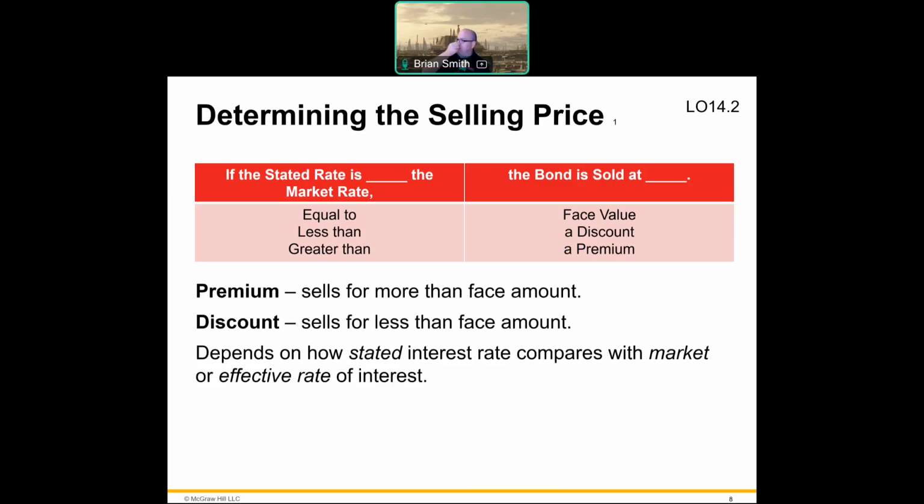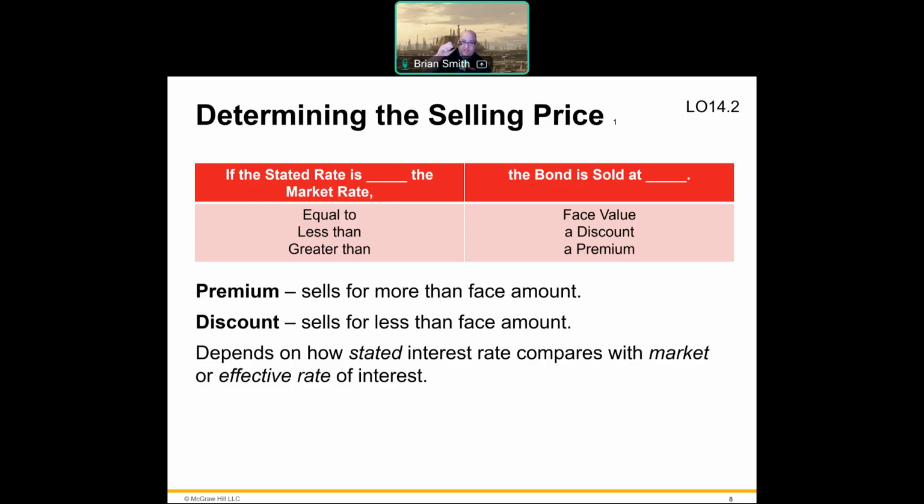In most cases, you're not selling your par value bonds at the exact same rate the market provides, because the market changes every day. So your interest rate, your stated rate, is going to be different than your market rate. If the stated rate is equal to the market rate, then the bond is going to be sold at face value. That's how you're reading the slide.